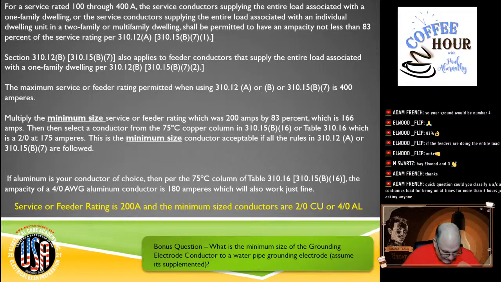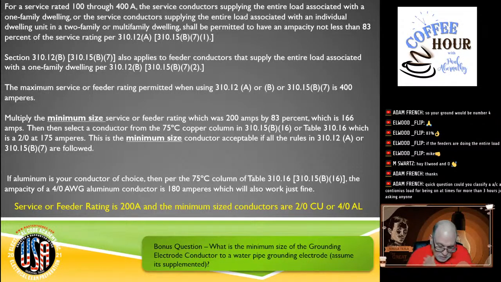But if you're doing a one-family dwelling or individual dwelling units, and you're utilizing two ungrounded conductors and a grounded conductor (neutral) in a 208Y/120, then you're only going to apply 310.12(A) through (C). You're not going to deal with (D), which is the grounded conductors. So in other words, it can't be reduced. It's got to be full-sized, okay?